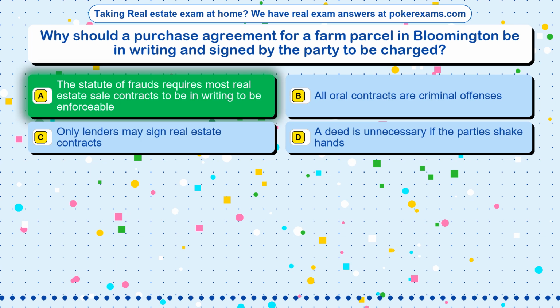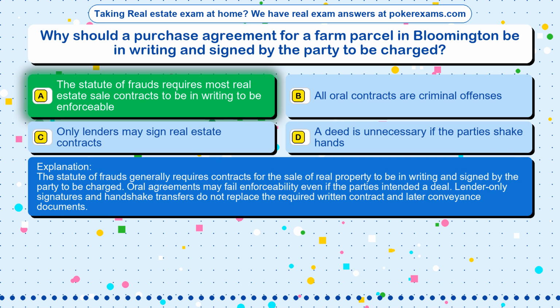The correct answer is option A. The statute of frauds requires most real estate sale contracts to be in writing to be enforceable. The statute of frauds generally requires contracts for the sale of real property to be in writing and signed by the party to be charged. Oral agreements may fail enforceability even if the parties intended a deal. Lender-only signatures and handshake transfers do not replace the required written contract and later conveyance documents.